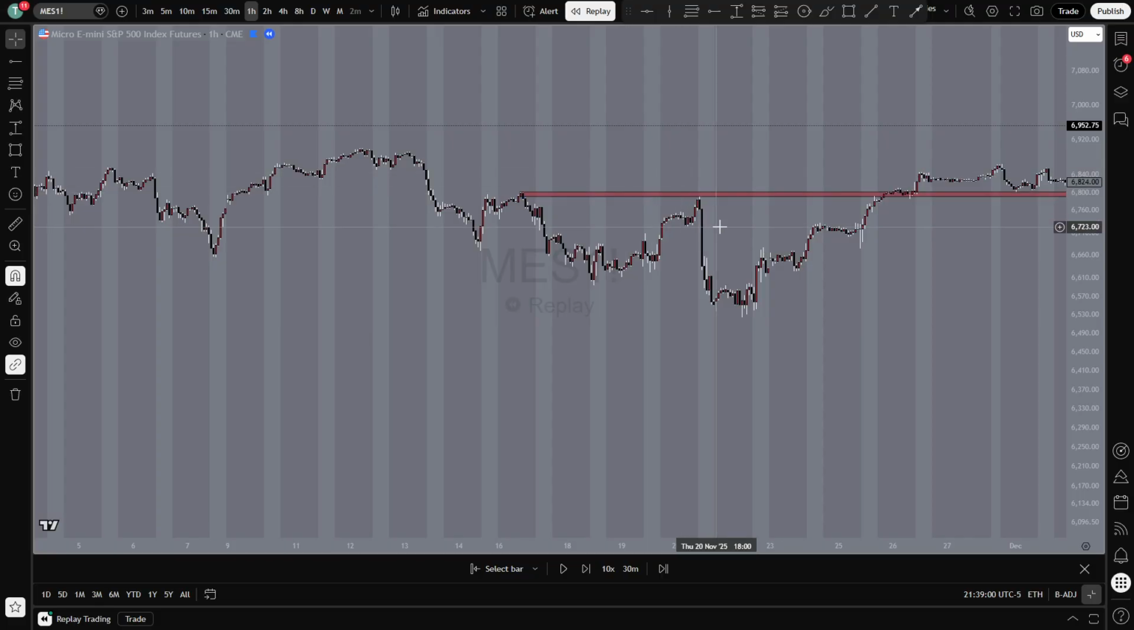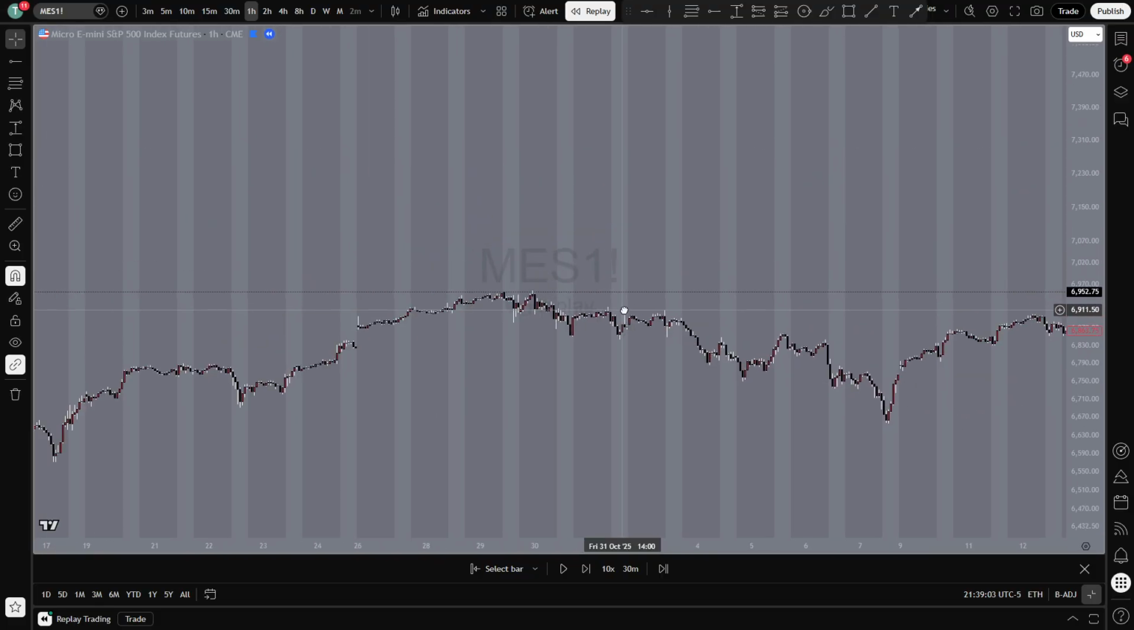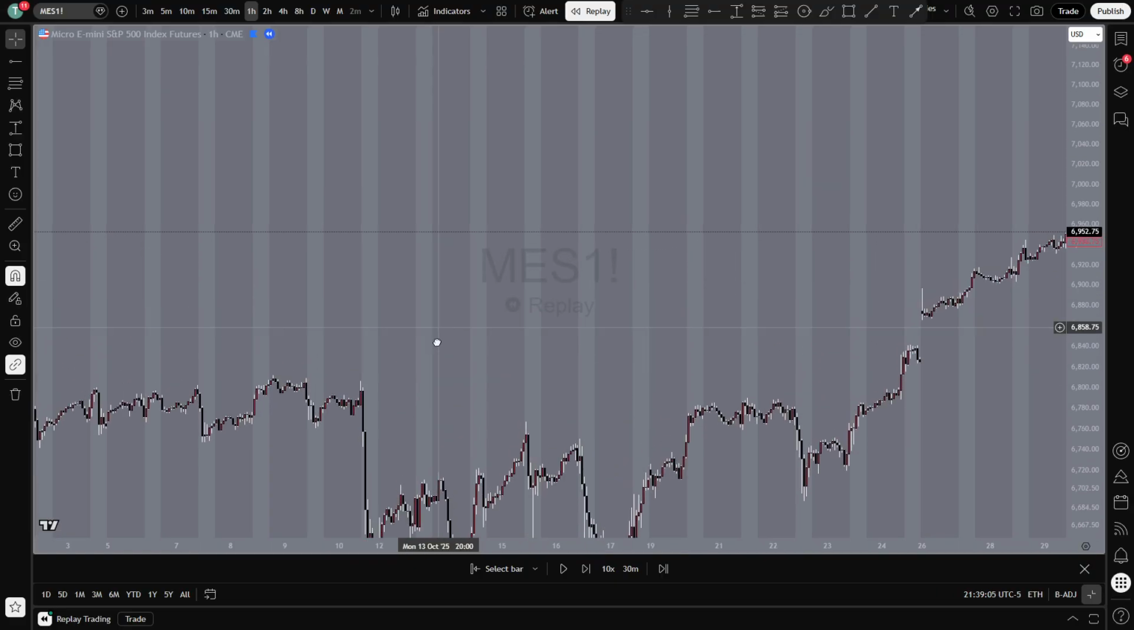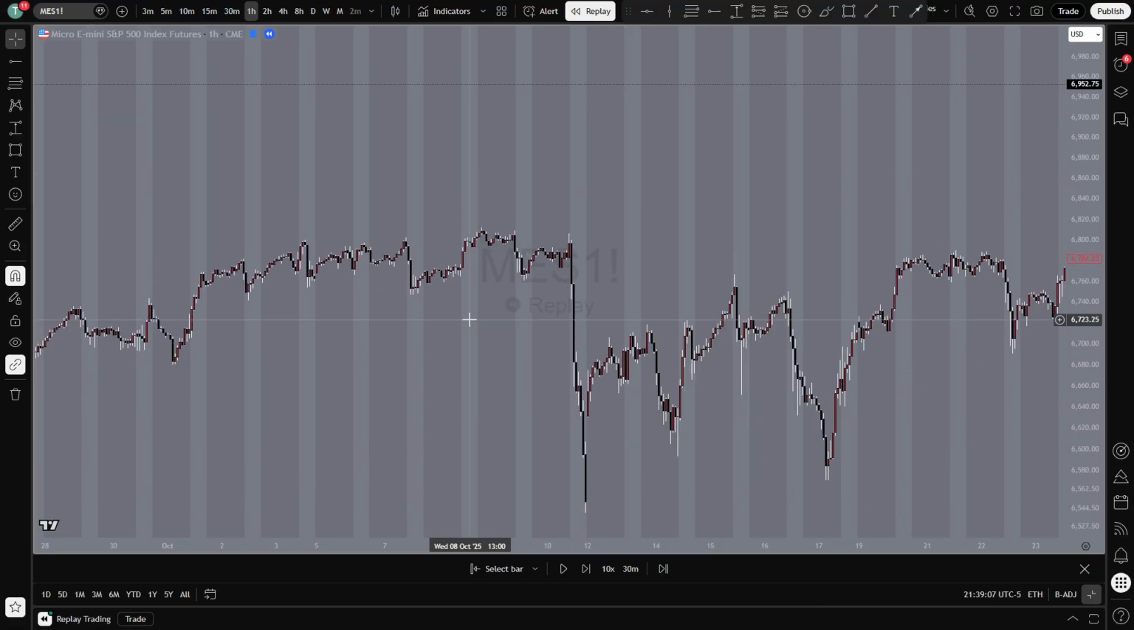These are the moves you want to get into. You know, just looking at a bearish market right now, but let's look at a bullish market.